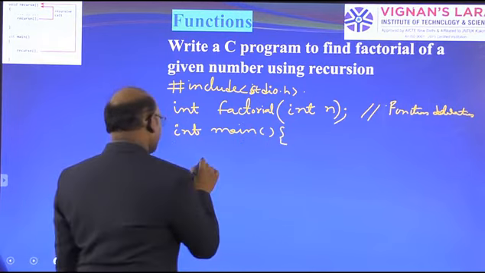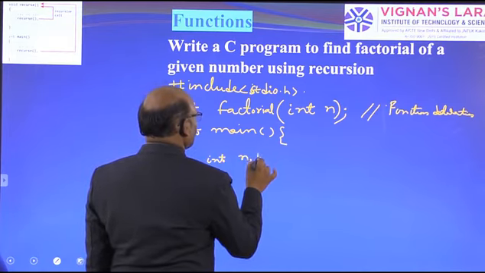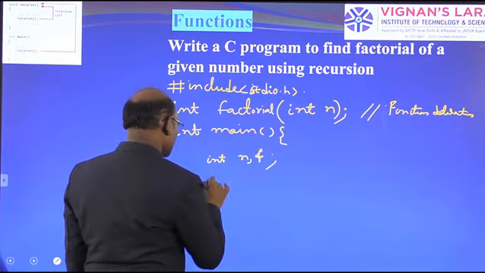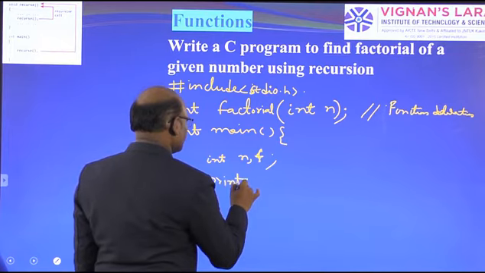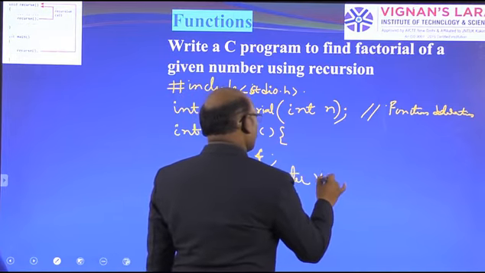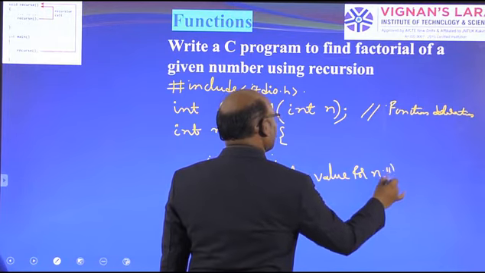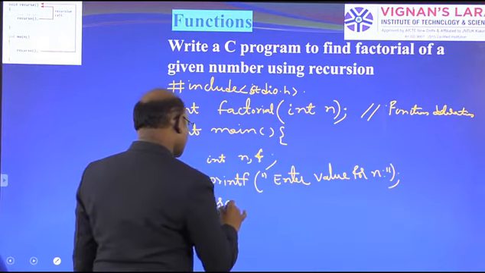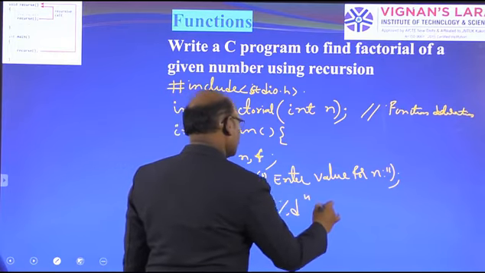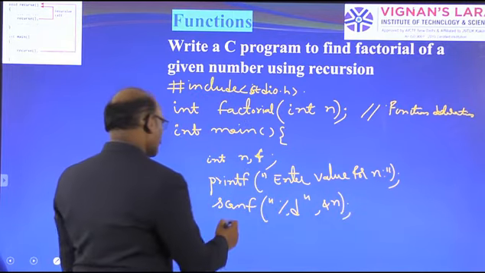To find factorial of a given number, first you declare n and f. First read the n value. Enter value for n, and read it with scanf, %d, ampersand n.